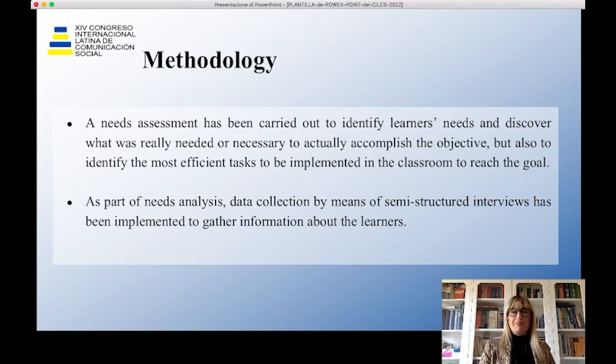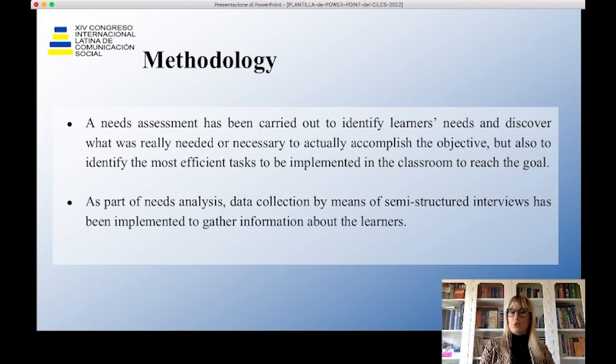Now, the methodology. Before starting the course, I carried out a needs assessment, a needs analysis. This was really important in order to identify learners' needs and discover what was necessary to reach my goals, to foster legal terminology acquisition, but also to create the most effective tasks to introduce in my class. As part of the needs analysis, data collection by means of semi-structured interviews was implemented.